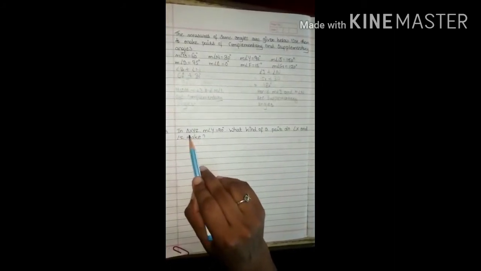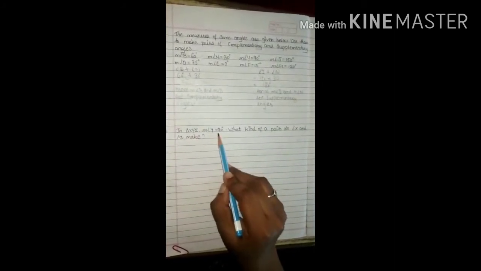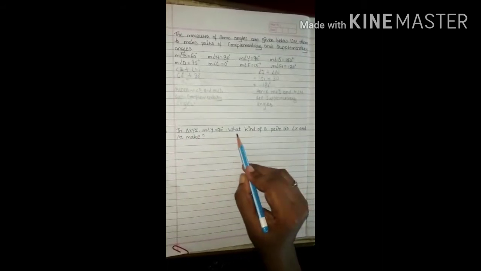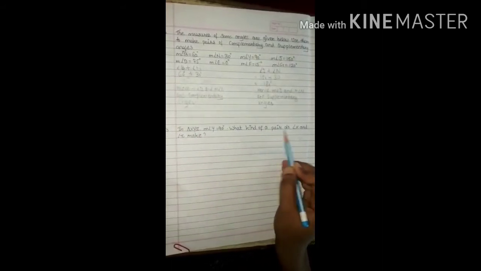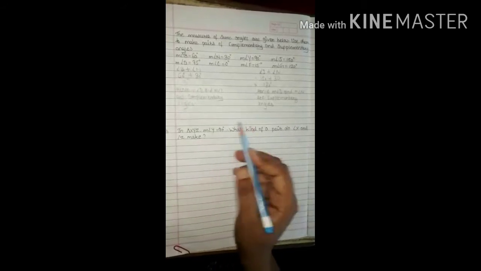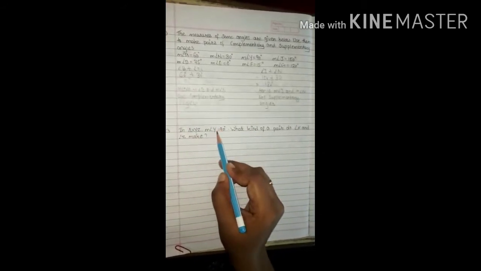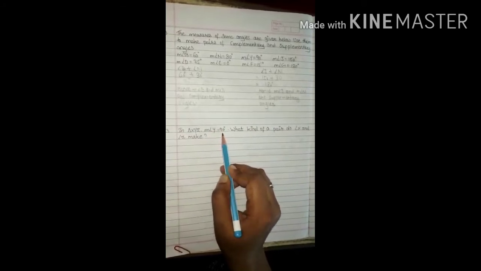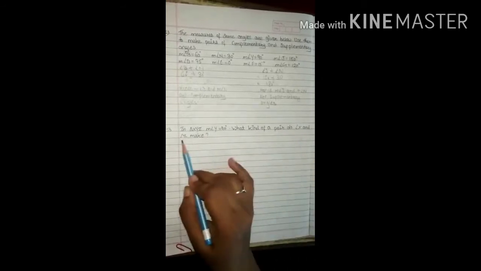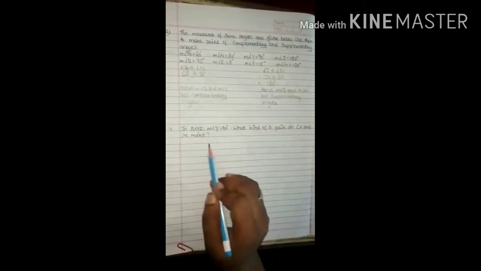Now see question number 3. In a triangle XYZ, the measure of angle Y is 90 degrees. What kind of pair do X and Z make? Now this is a triangle XYZ. In this triangle angle Y is 90 degrees. So we have to find out the other two angles, which are X and Z, and which pair they make.